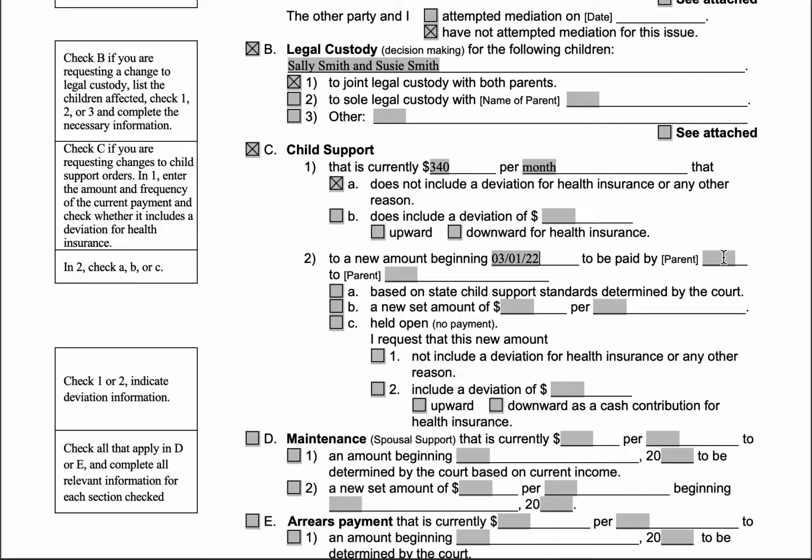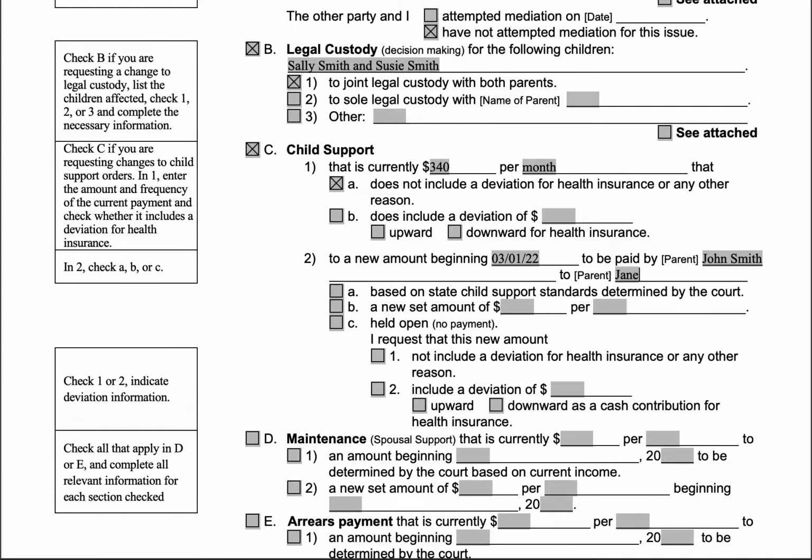And then here you're going to indicate who the new amount is going to be paid by and who it's going to be paid to. You can either put the parent, so we could say it's going to be paid from father to mother, for example. So like the people's relationship to the child. You can also put a name. I know some folks find the names easier and it makes it clearer. You could do that as well. So if it's going to be paid by John Smith to Jane Doe.